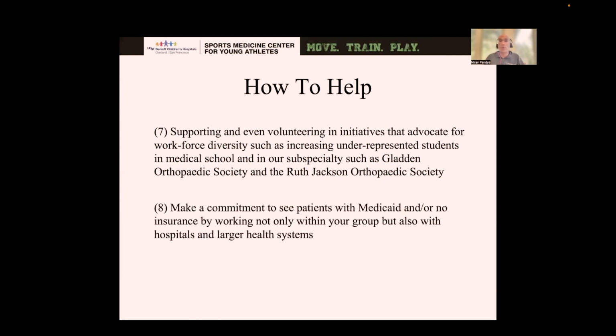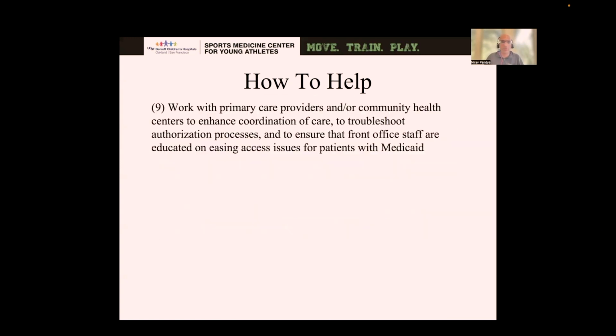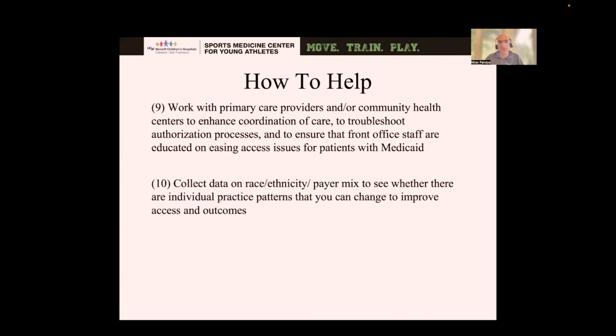Make a commitment in your own individual practices to see patients with Medicaid and or no insurance by working not only within your group, but also with hospitals and larger healthcare systems. You need to work with primary care providers and community health centers to enhance coordination of care, troubleshoot authorization processes, and ensure that front office staff are educated on easy access for patients with Medicaid.